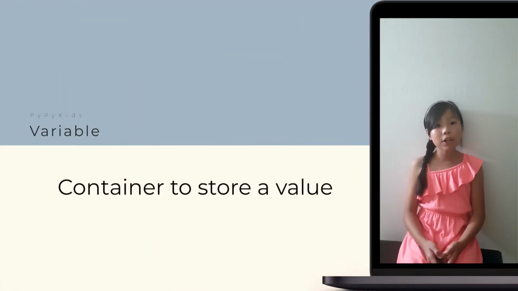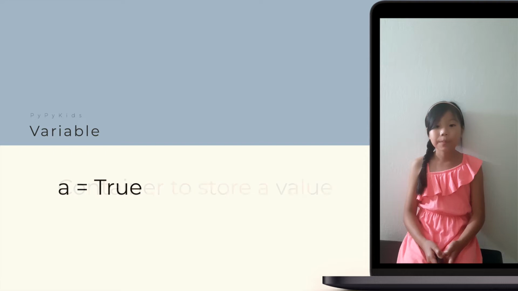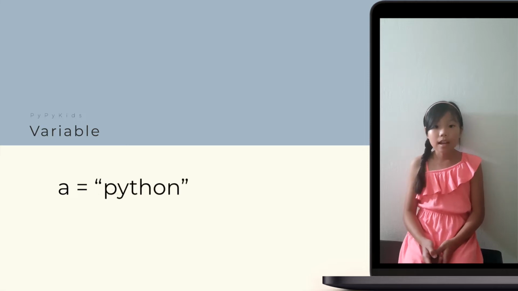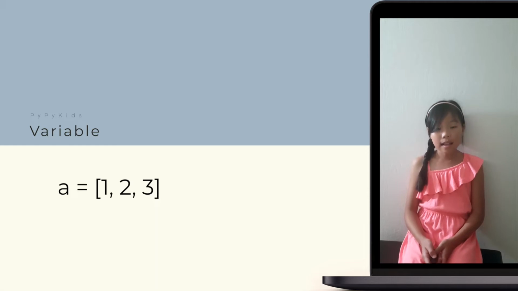A variable is a container to store a value. A is the variable, and true is a value. A could equal 1. A could equal a decimal, like 1.2. It could include a string. It could include a list. It could include a set.